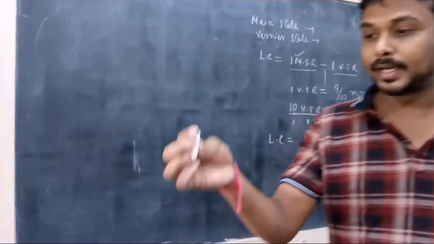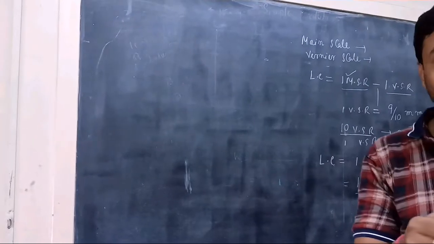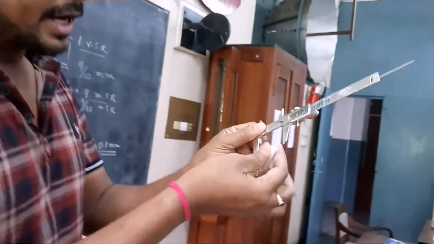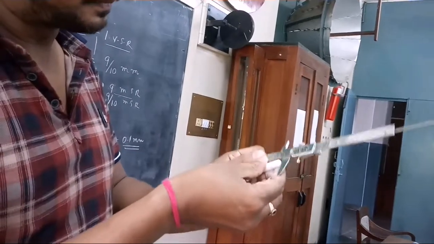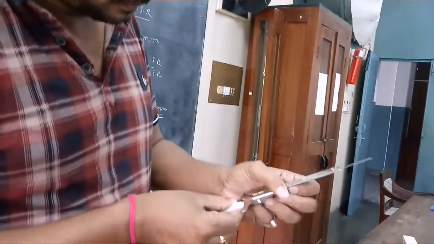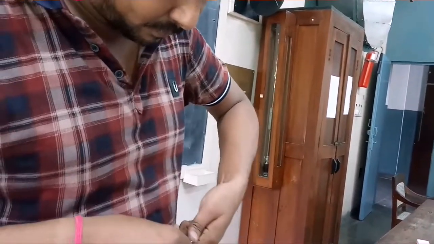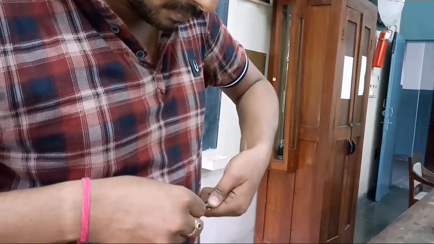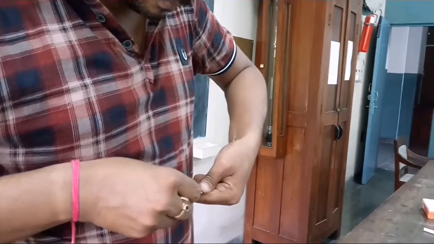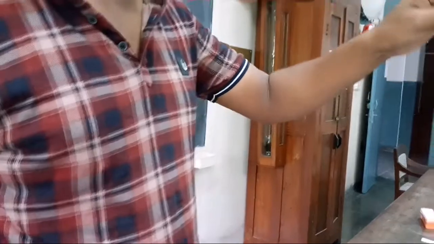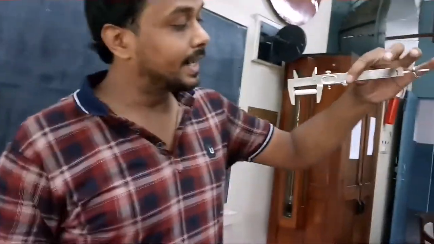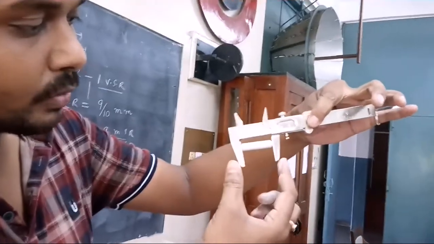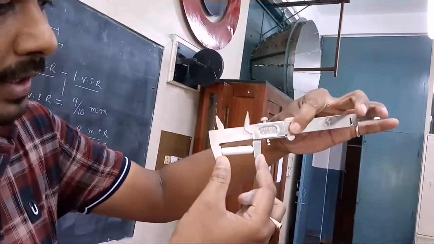Suppose you want to calculate the length of this chalk. What do you have to do? You take the vernier scale and place the chalk here in this way. I will tell you the practical afterward. First remember that in this way, with the help of these two jaws, you can calculate the length of the chalk.